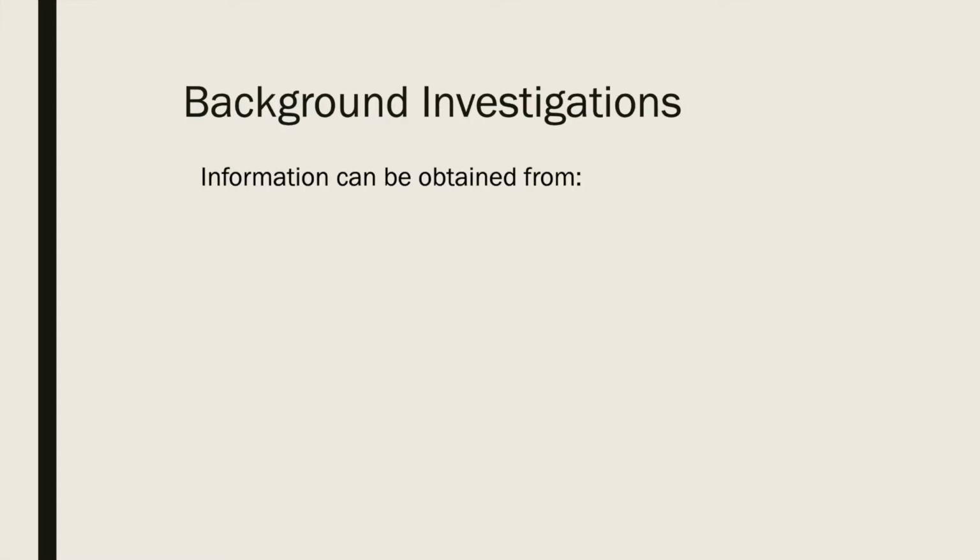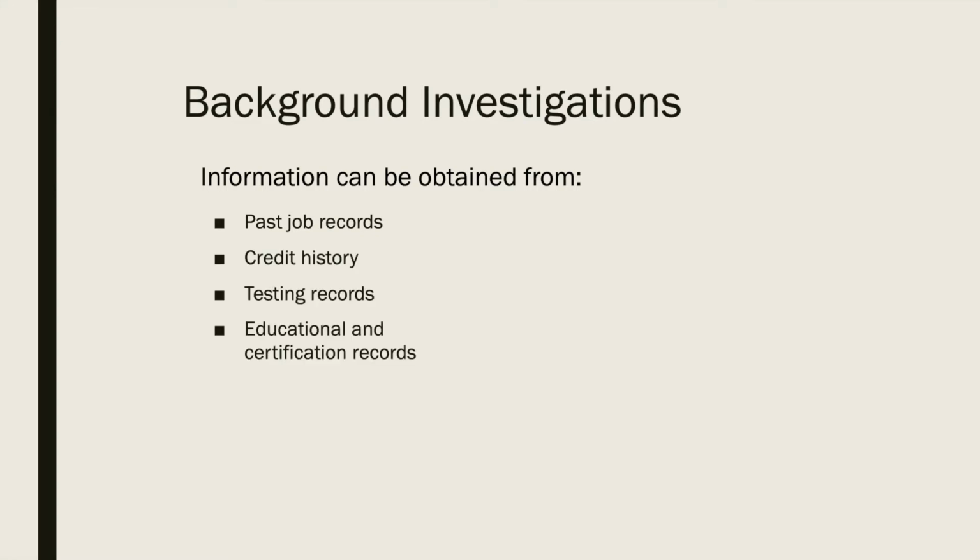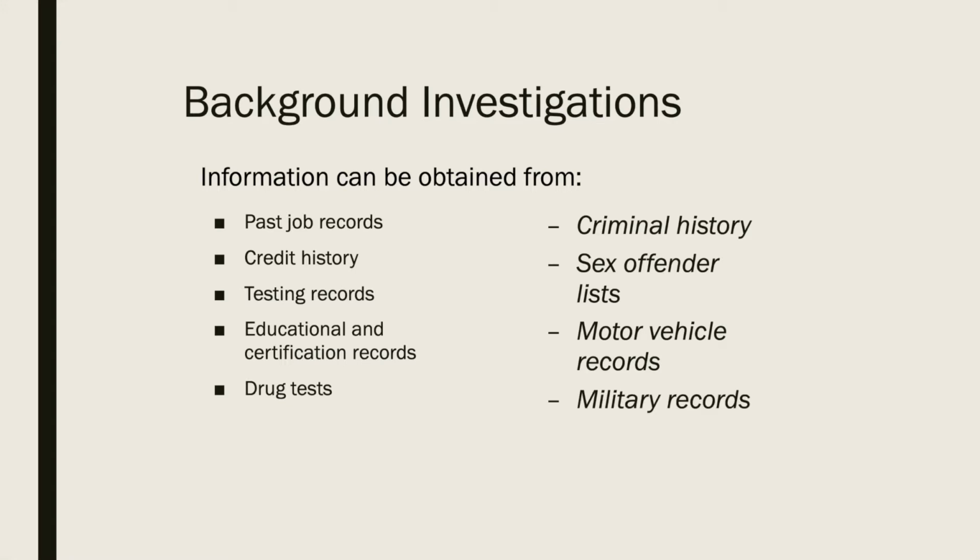Now, background investigations. As we said, they can get you into a lot of trouble if you don't do them right or do them at all. But with a background investigation, you're looking at their past history, job records, credit history, testing records, educational and certification records. These are all examples of background investigations that you need to be aware of. Any drug tests that need to be done, you can do that certainly. You have criminal history, sex offender lists, motor vehicle records, military records.